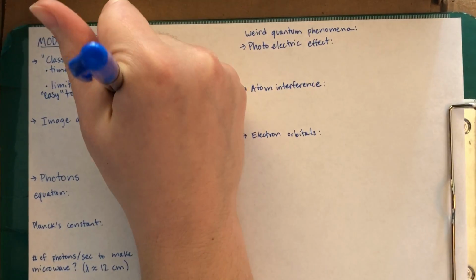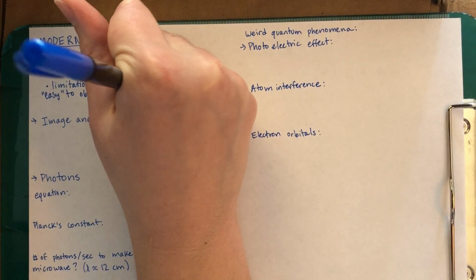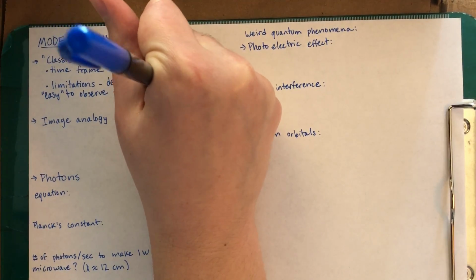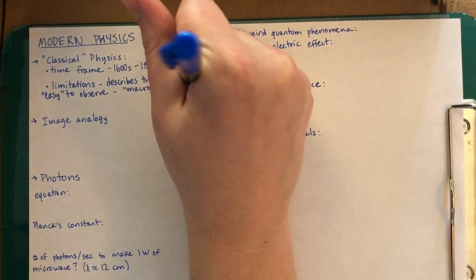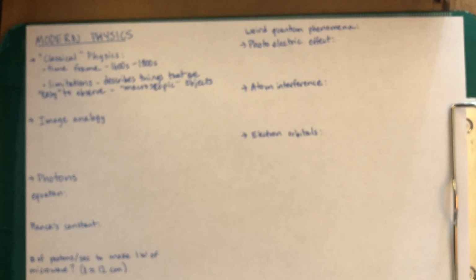So we call this macroscopic, and it just means objects that are made of many, many atoms, and we think about the object as a whole rather than thinking about the individual particles within that object.